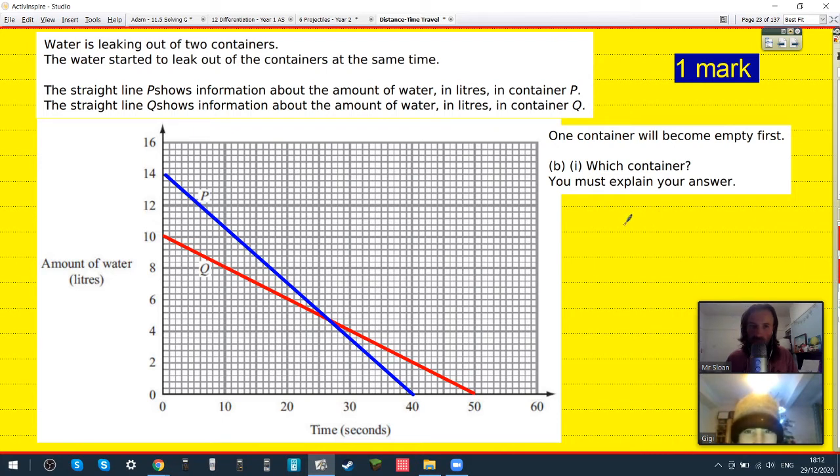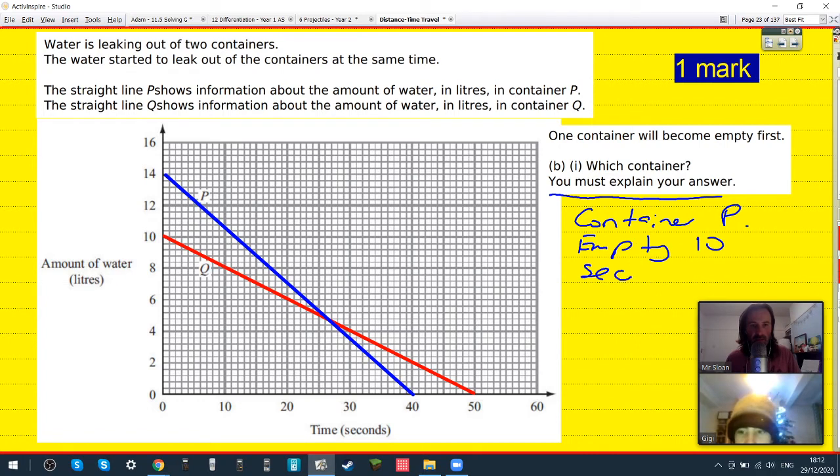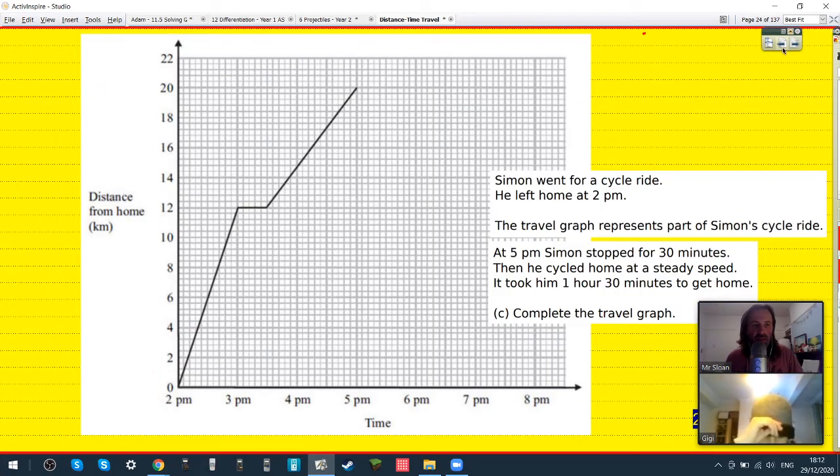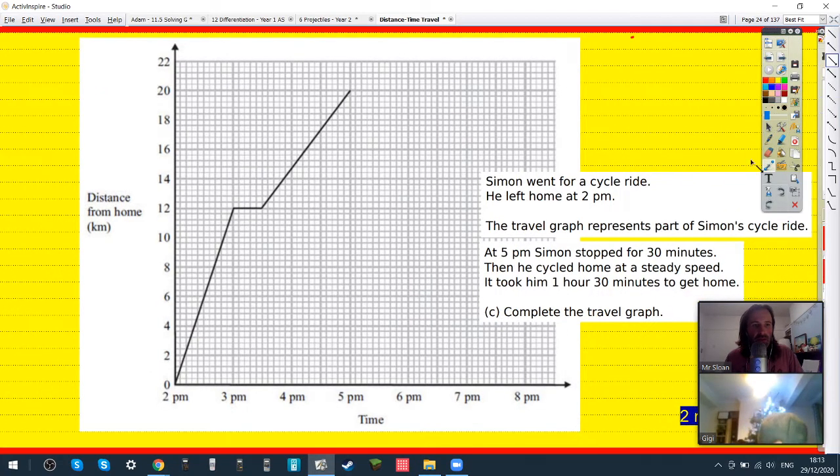Container P is empty first. You must explain your answer. Because it reaches 0 liters at 40, whereas Q reaches 0 liters at 50. Yep. Your answer's perfect. It just takes me a long time to write. Okay, let's try this one.